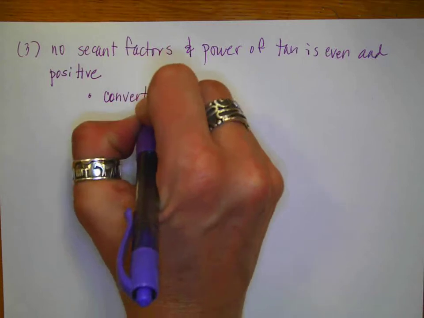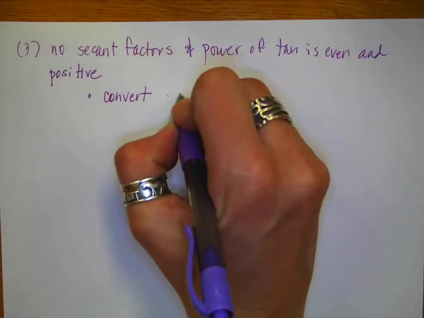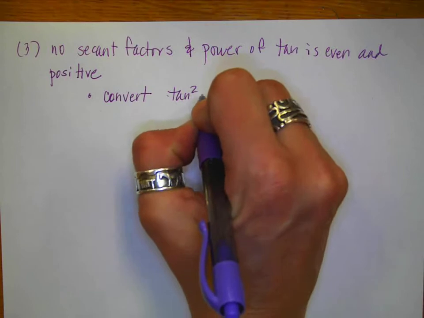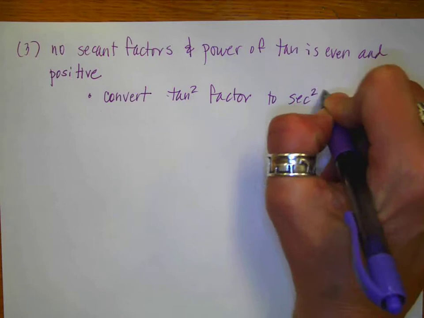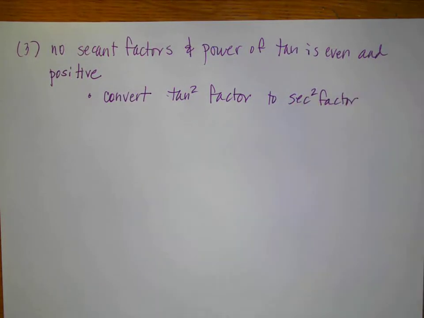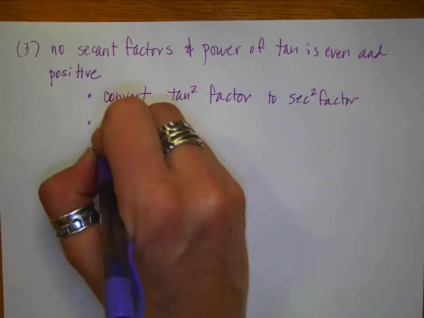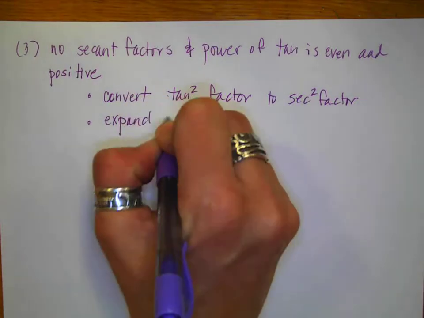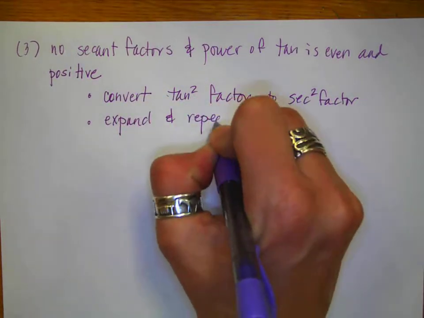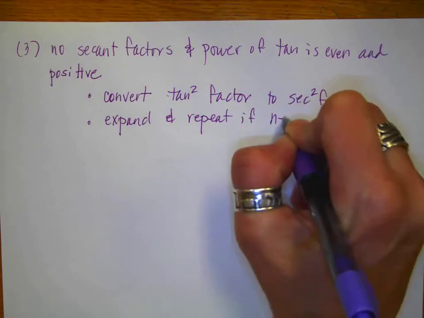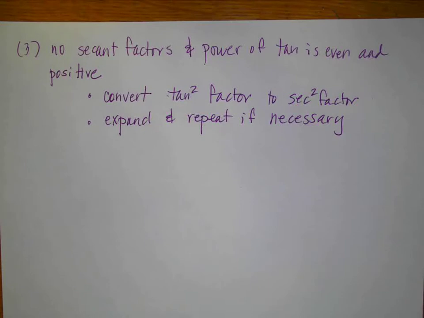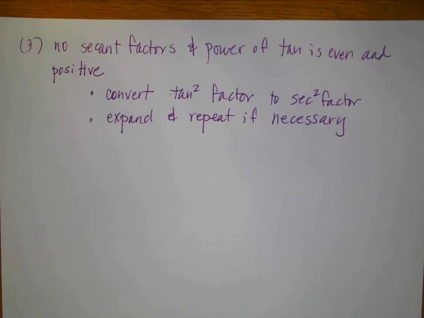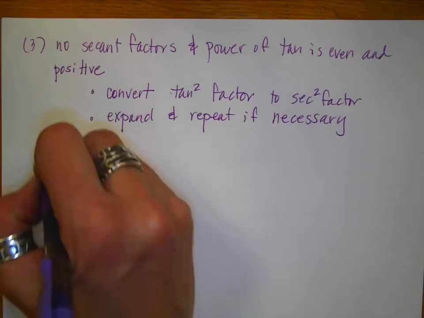So my steps are I'm going to convert the tangent squared factor to a secant squared factor, and that would be using my identities, or my properties, and I'm going to expand and repeat if necessary. And let me take a quick sneak peek at my notes, but I believe that we have this example and then a couple more guidelines.